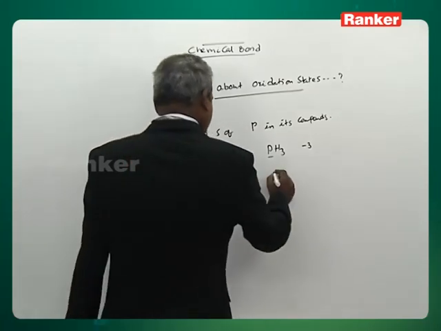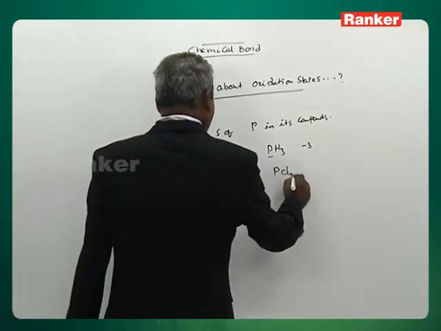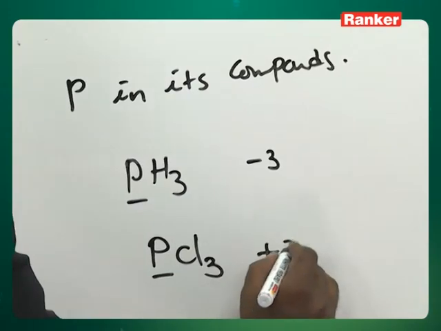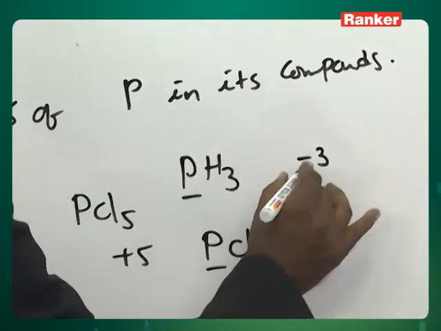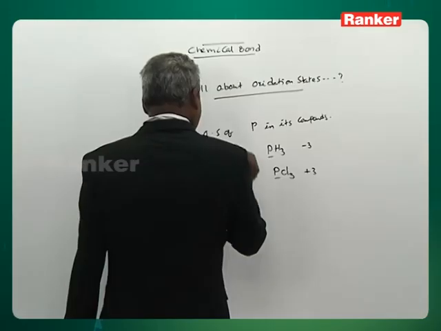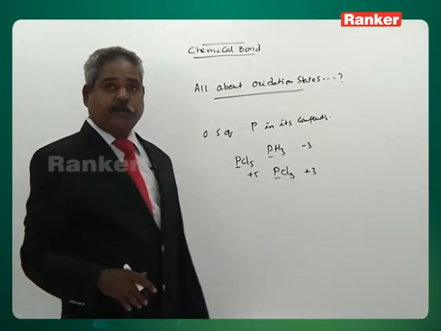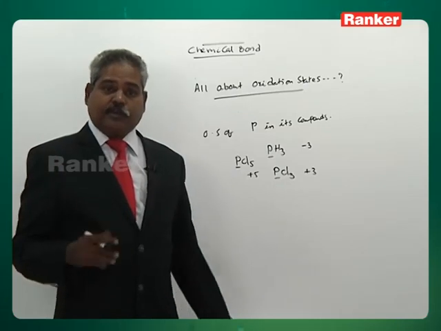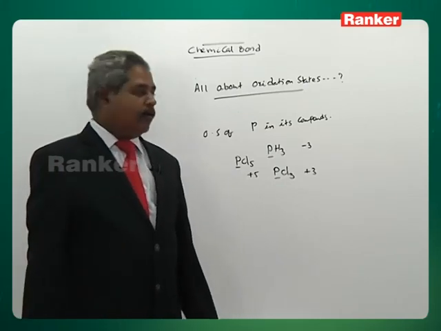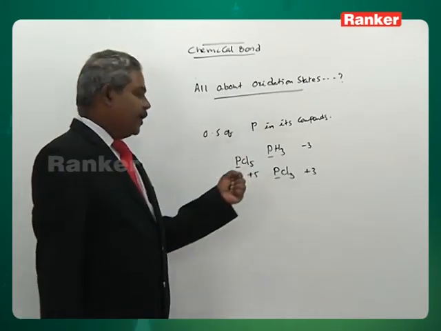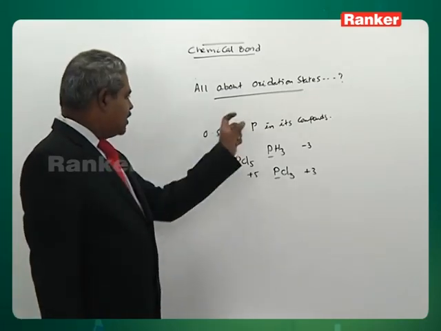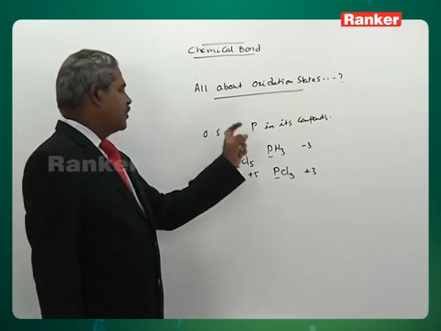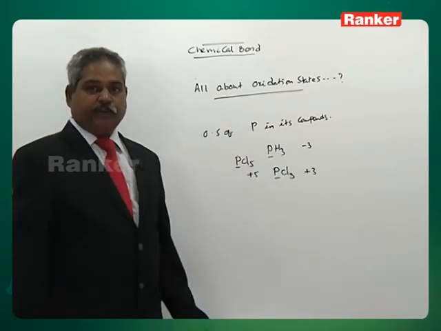In PCl3, chlorine being more electronegative, the oxidation state is plus 3. In PCl5, it is plus 5. So sometimes minus 3, sometimes plus 3, sometimes plus 5, sometimes it may be plus 1 also, sometimes 0 also. When it is forming bonds with equal opponents, a P-P bond, it is 0. Therefore, you just can't say; if I ask you what is the oxidation state of phosphorus, it varies.